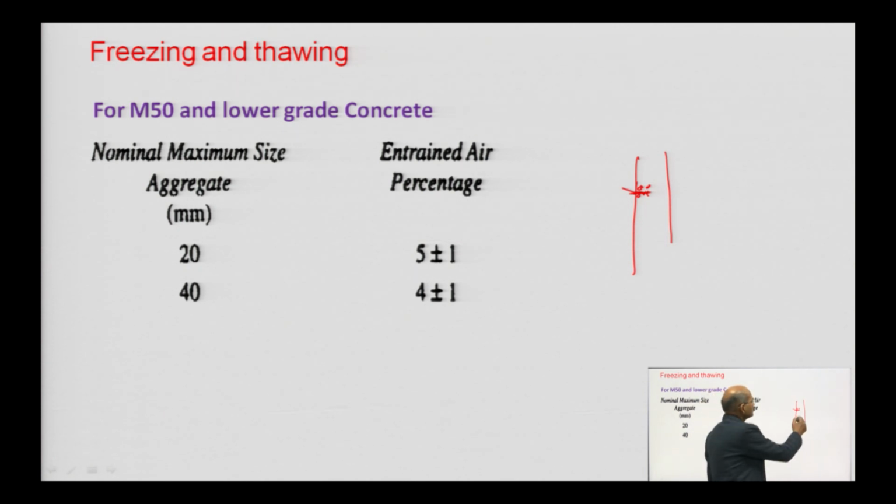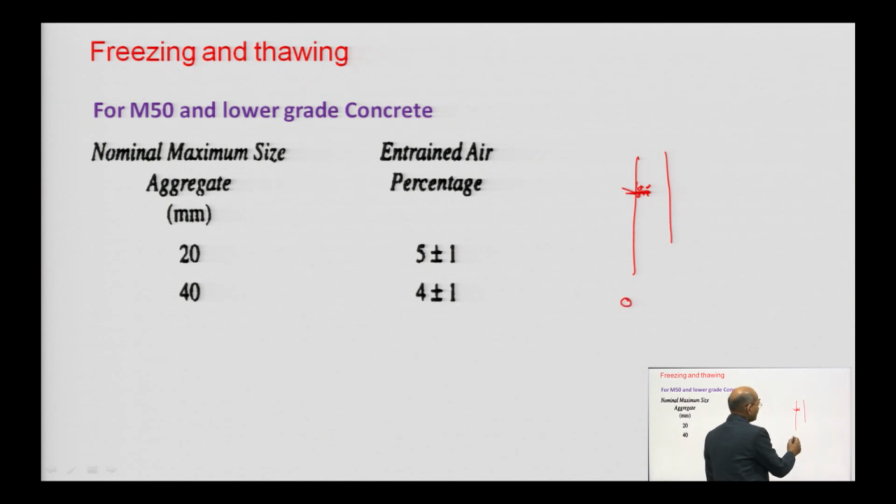So, considering all this, what do we have to do? We have to make concrete which has entrained air. Generally 1 to 2% air will always be there in the concrete, but if our concrete is subjected to freezing and thawing, in that case we have to introduce air bubbles. You have to entrap the air in the body of the concrete. So, what will happen?